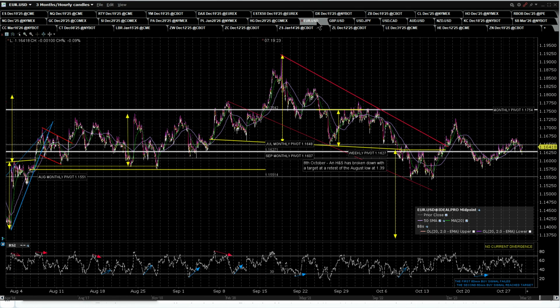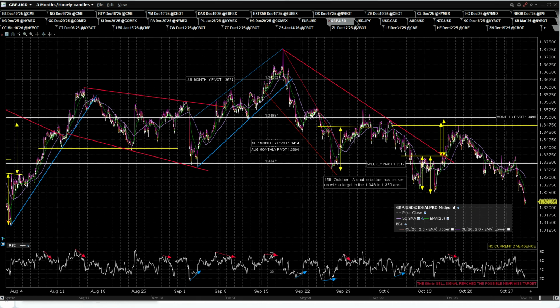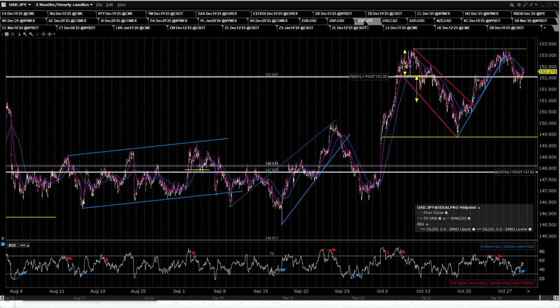What are the other ones telling us? Euro isn't telling us a lot. GBP USD is breaking lower, which is obviously bullish for the dollar. USD JPY is still kicking around near the highs. We've got a potential level top set up here, but I'm thinking we may well break up through this and go higher. On USD, we've got a 60-minute buy signal fixed, which is suggesting more upside for the dollar.